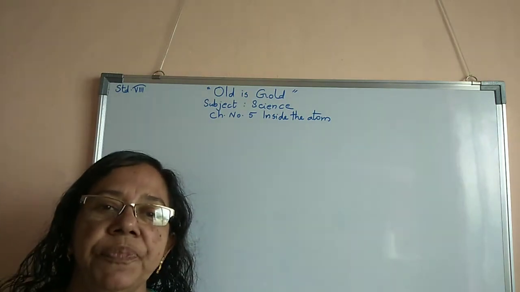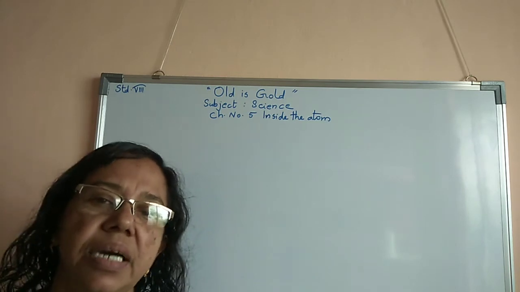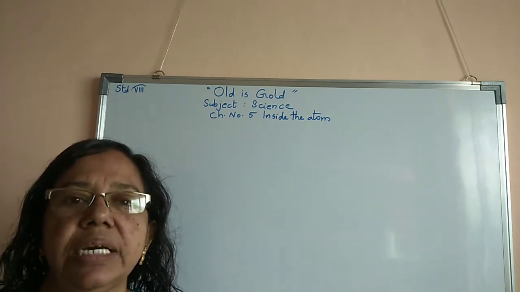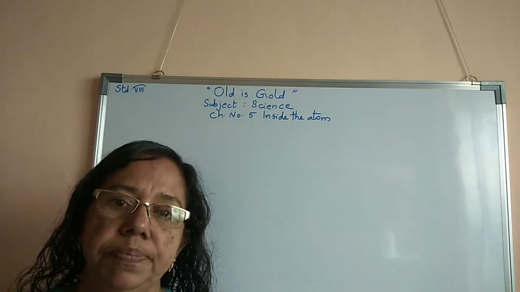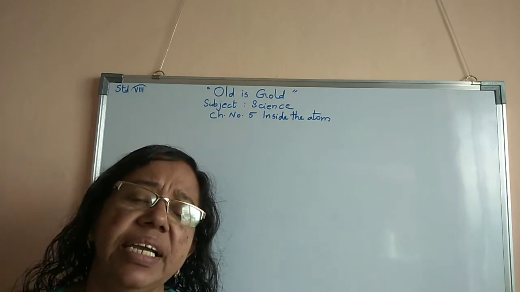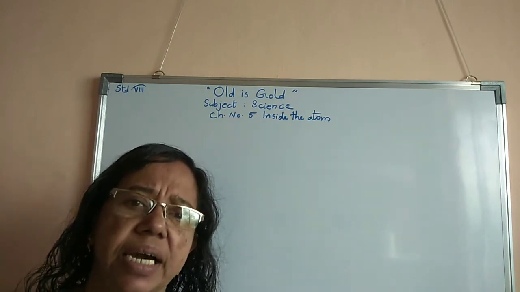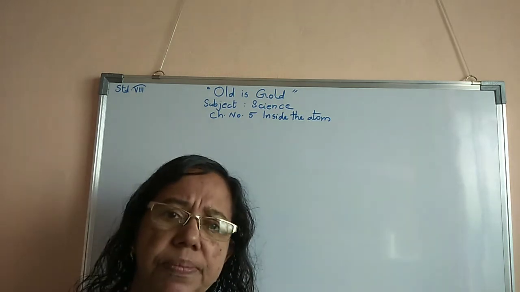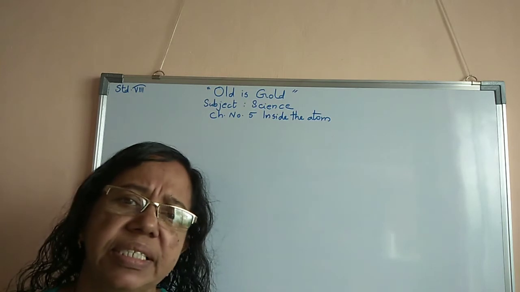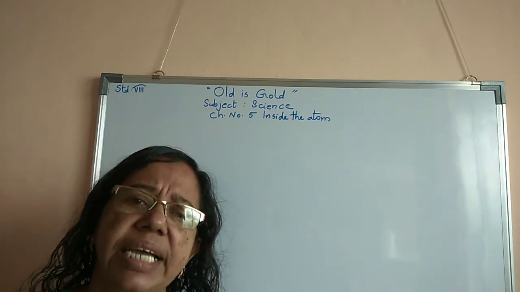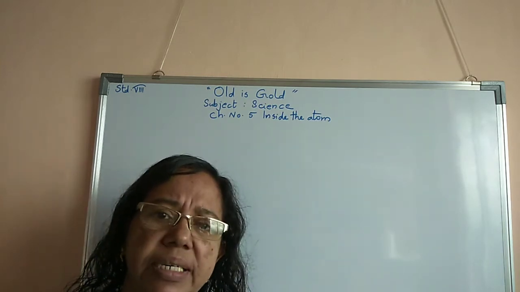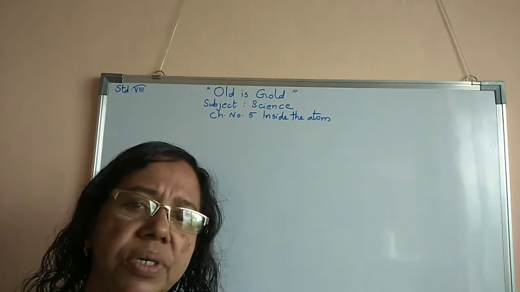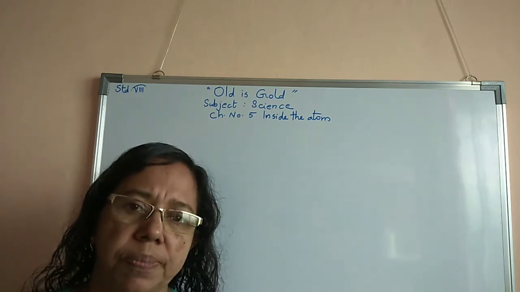Let us study inside the atom. Which all things are present inside the atom? For studying in detail about inside the atom, four scientists came forward. First scientist is Dalton, second one J.J. Thomson, third one Rutherford, fourth one Bohr.